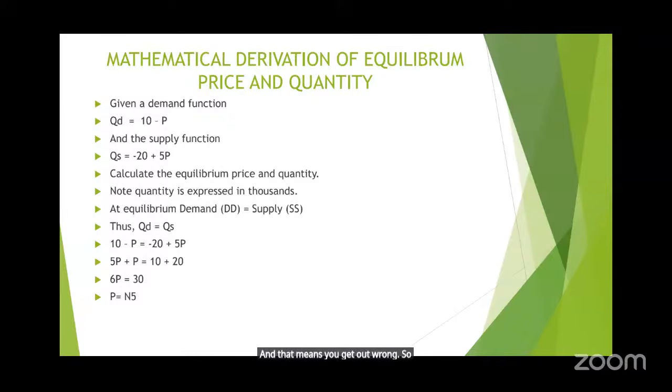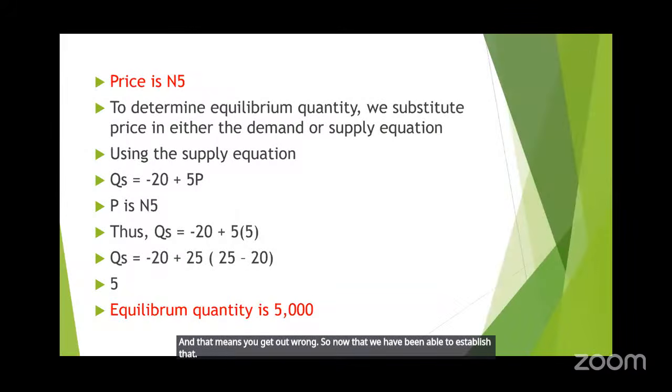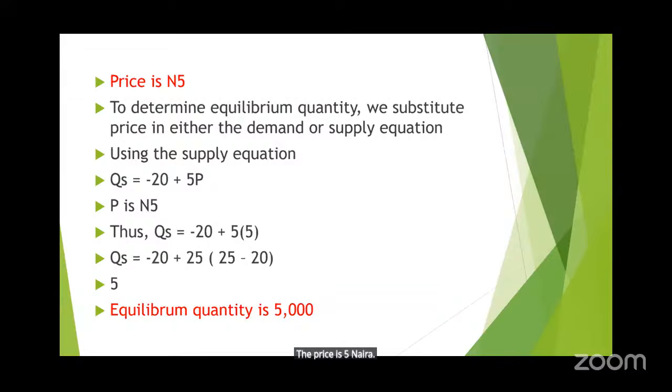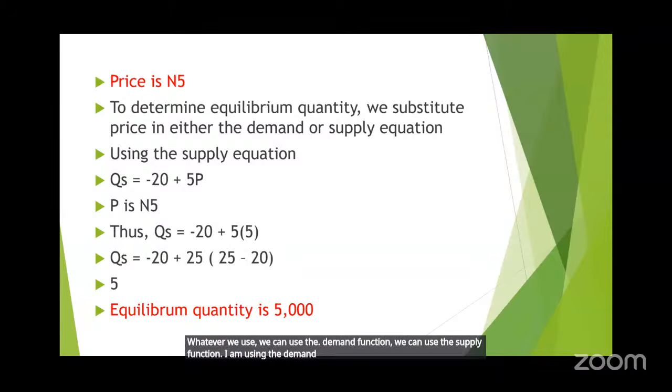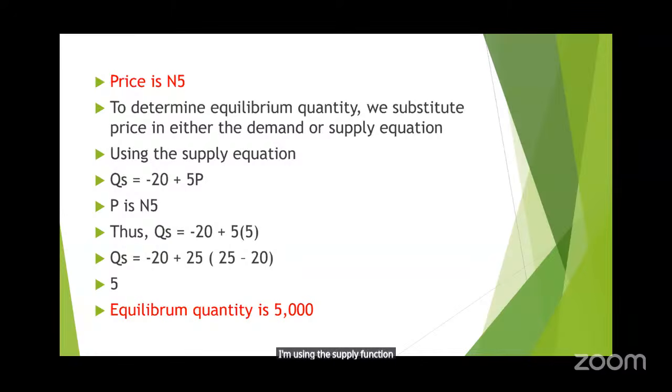So now that we have established that the price is 5 naira, we need to determine the quantity supplied or demanded, because the equilibrium quantity is actually the same. At equilibrium, quantity demanded is equal to quantity supplied. So we can use the demand function or the supply function. You will still get the same answer.